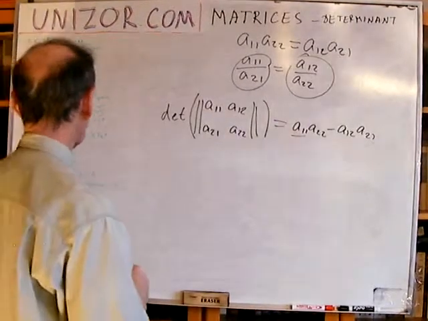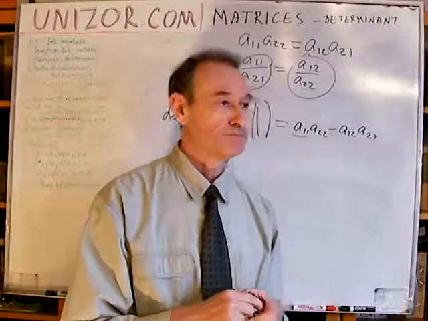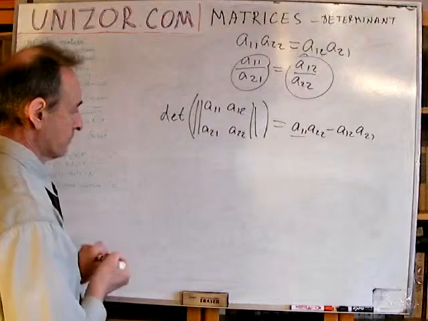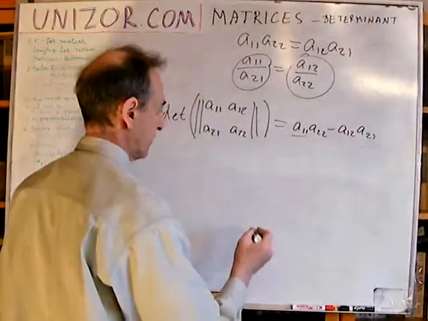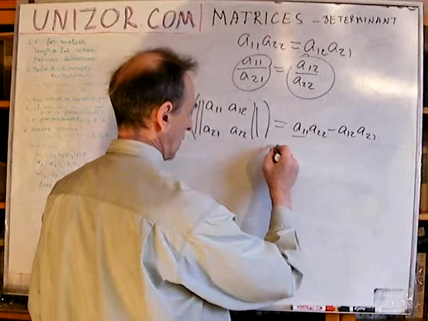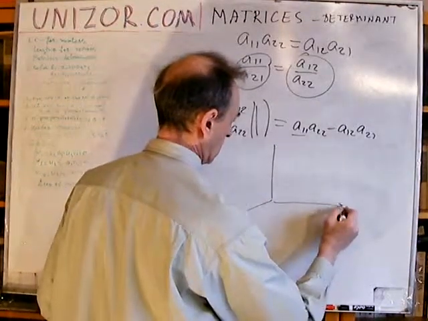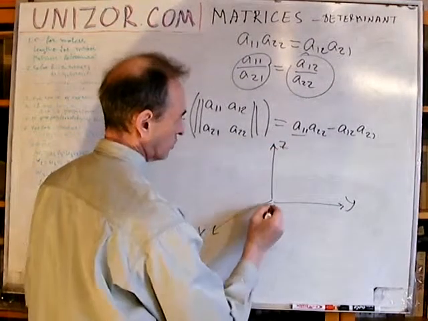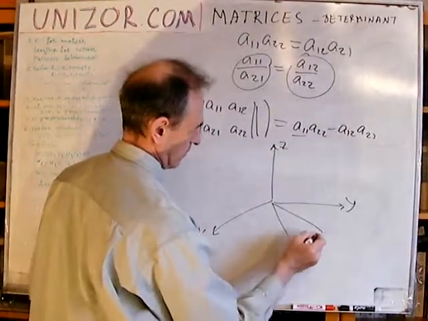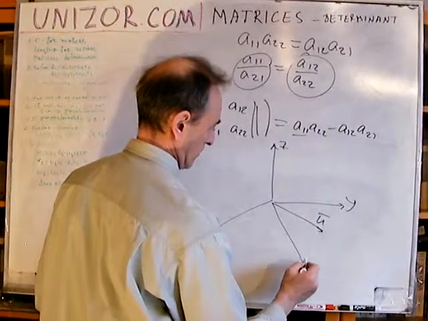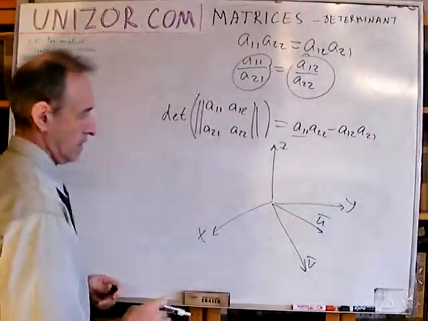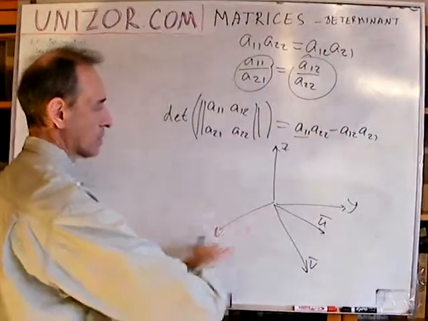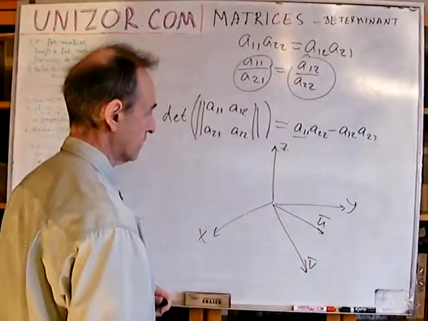Now, what else is interesting about the determinant? Well, here it is. Let's go to geometry now. And let's have a plane with two vectors. So u and v are vectors within this xy plane, horizontal plane.